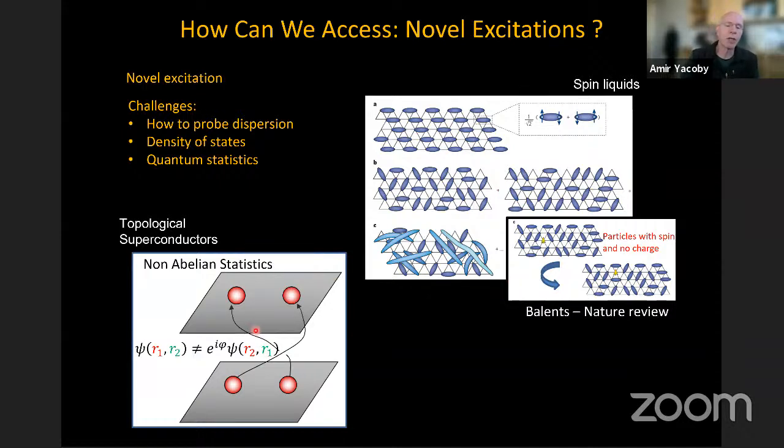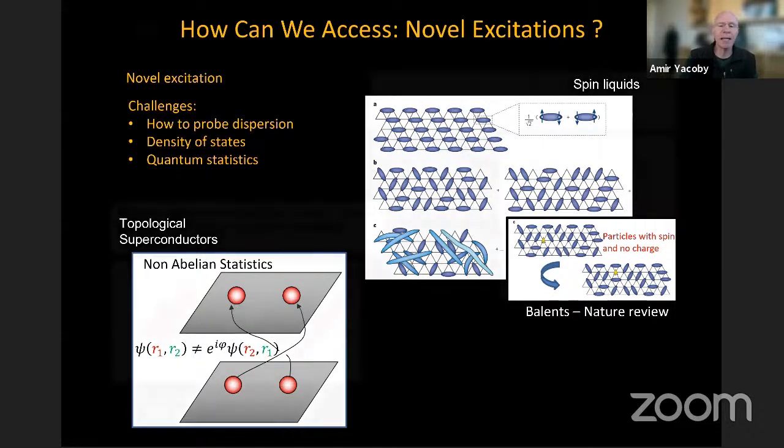Another example that was also mentioned earlier this morning are non-abelian topological superconductors, where the elementary excitations are non-abelian particles. And here again, our toolbox for exploring the presence of these non-abelian excitations is extremely limited.